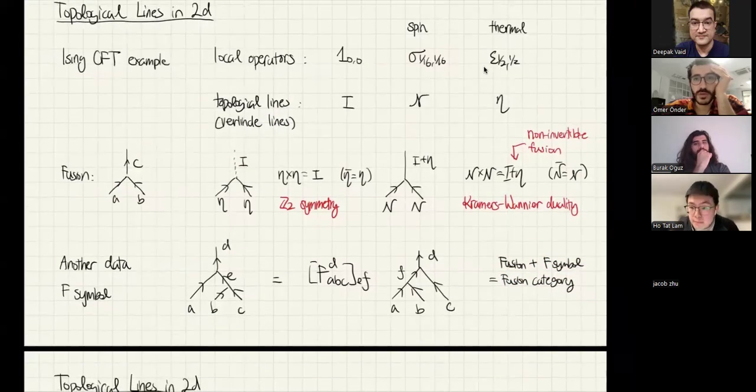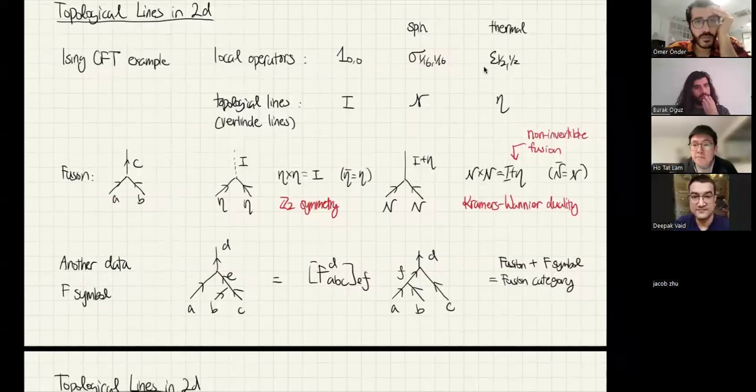Sorry for the interruption, but Deepak is raising his hand. Yeah, Ho-Tat, I have a quick question. Maybe this is just a question of terminology.